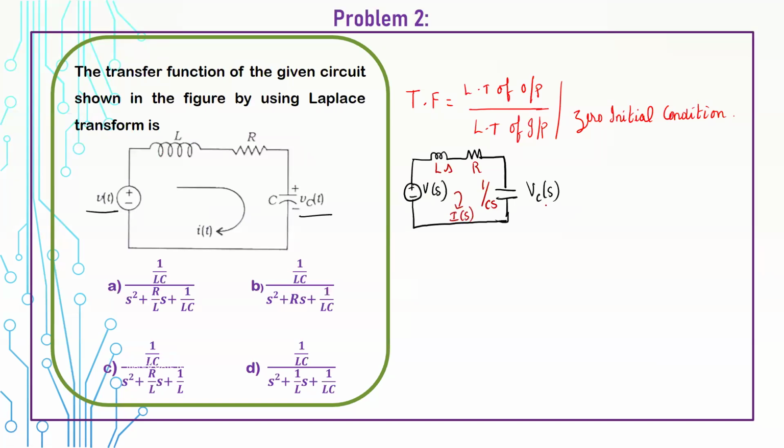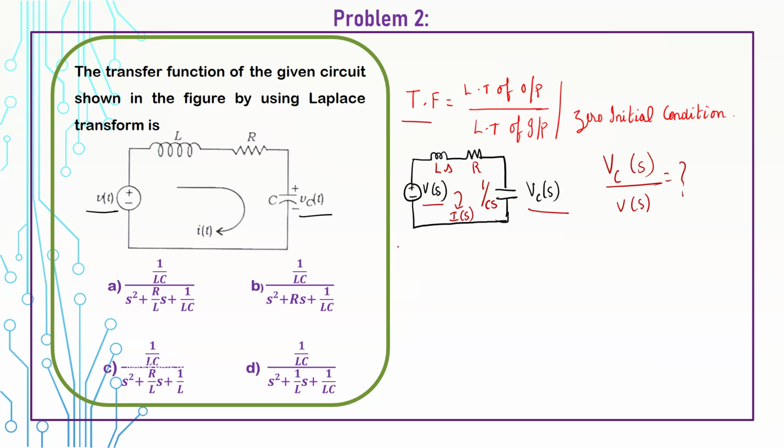So we need to find the transfer function. So what is the transfer function for the given circuit? It is the ratio of Laplace transform of output to the Laplace transform of input. So we need to find the ratio Vc of S by V of S. So this is the equation. Okay. So for that, we can find the Vc of S value.